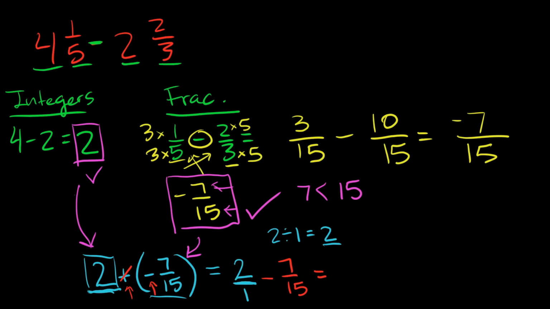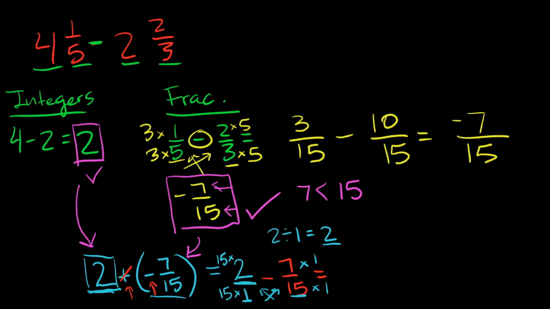But as you can see, we have different denominators, right? We have a 1 over here and a 15 over here. So what am I going to do? I'm just going to cross them. So this 1, I'm going to do times 1 times 1. And then this 15, I'm going to do times 15 and times 15, okay?